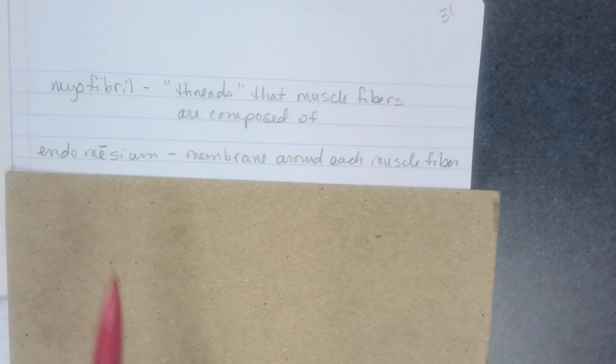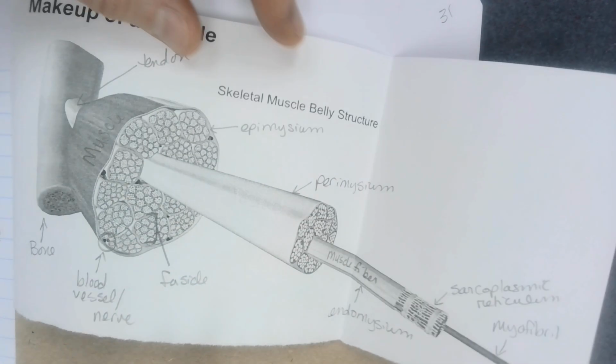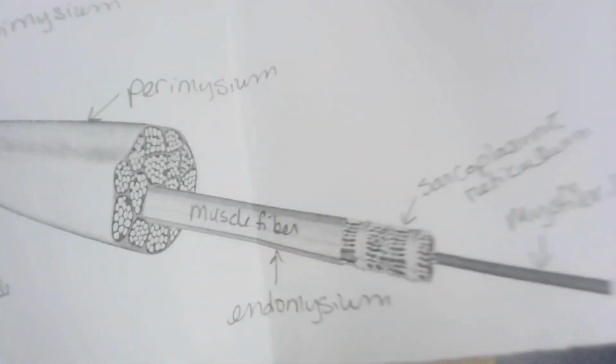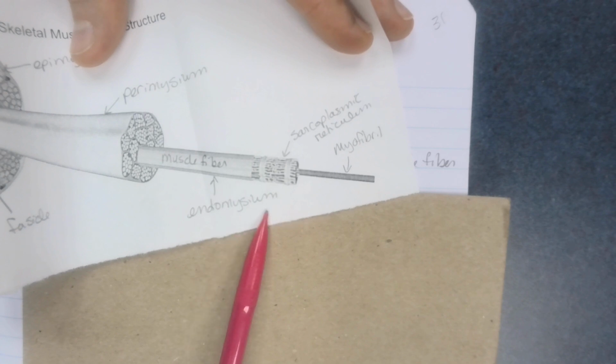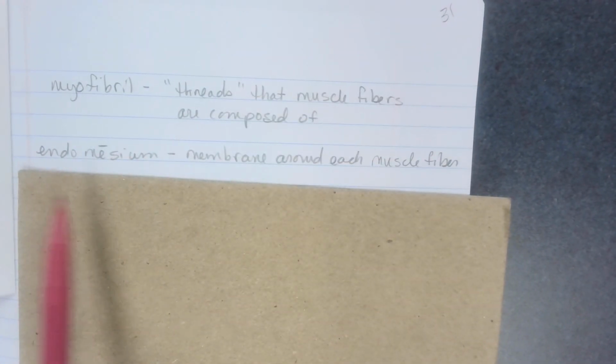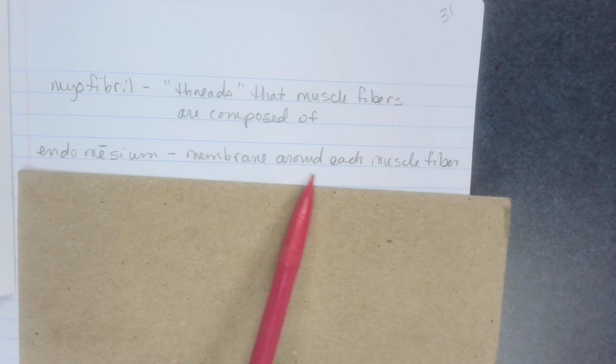And so I have my little pronunciation guide right here. I don't know if that's confusing to you or not, but this is how it's spelled. That's just helping me pronounce that term. So the endomysium is the membrane around each muscle fiber.